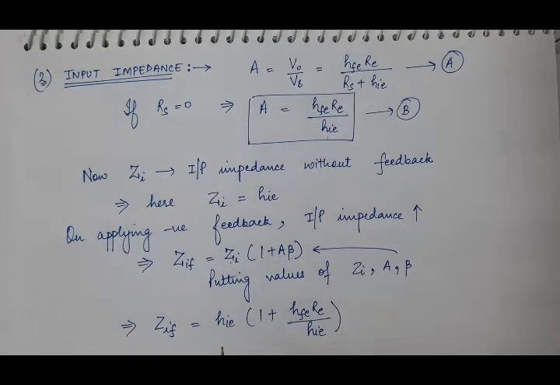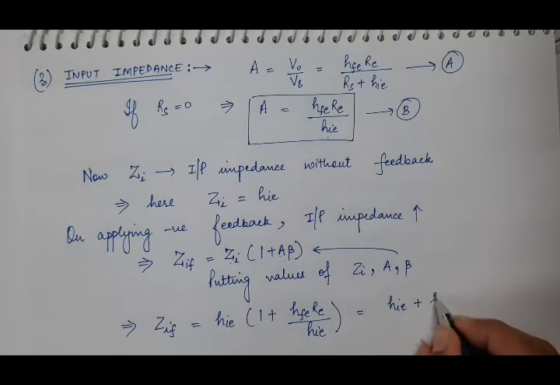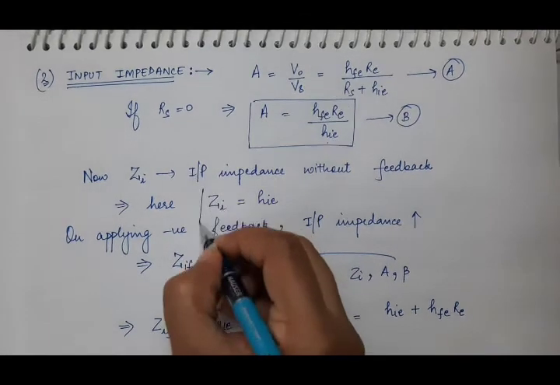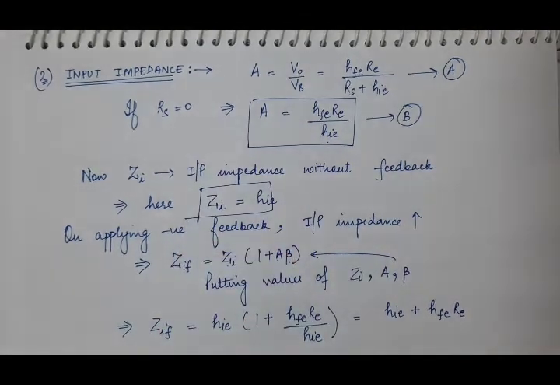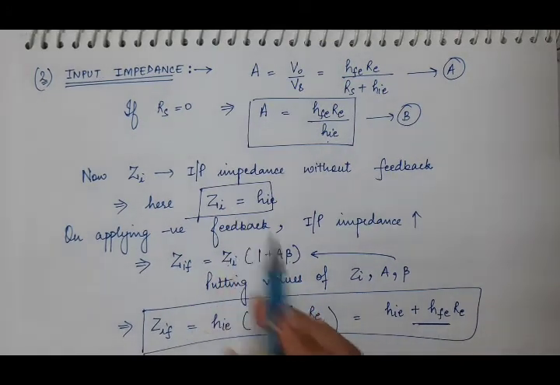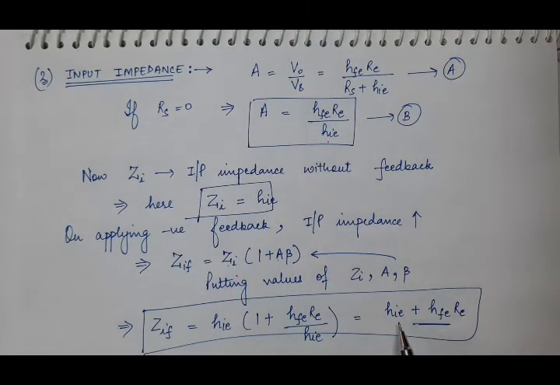So multiply this HIE inside the bracket and we will have HIE plus, when you multiply HIE with this, it will be cancelled out and you will have HFE RE. So here you can see this is the input impedance without feedback and this is the input impedance with feedback. When you compare these two equations, we have the additional term HFE RE. So the input impedance has increased on applying negative feedback in the case of emitter follower.